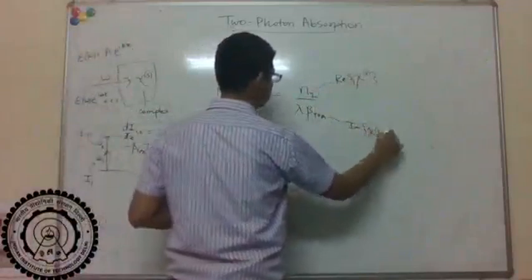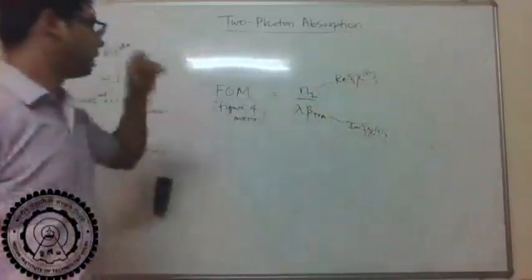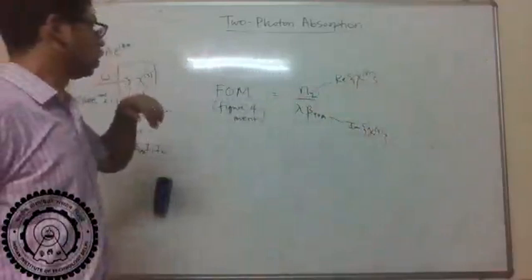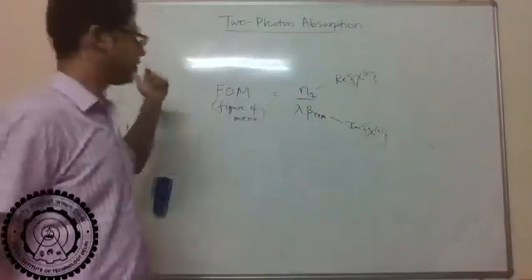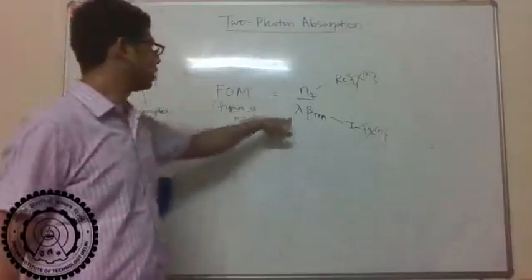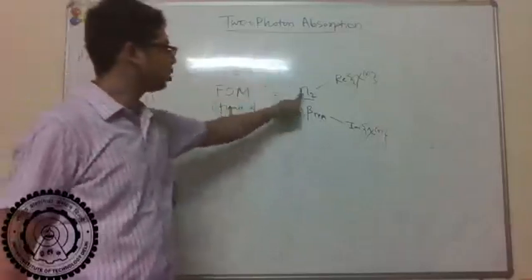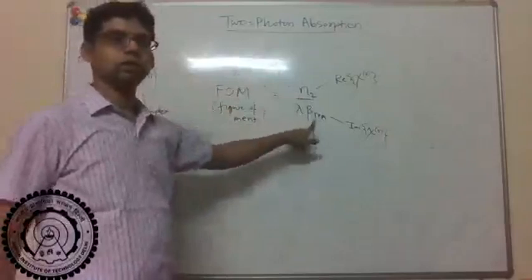So if you want to do some nonlinear interaction efficiently without having nonlinear losses, then you want this figure of merit to be high. You want large N2 but small beta. Okay.